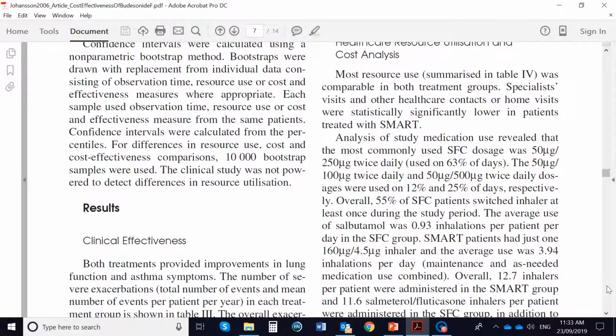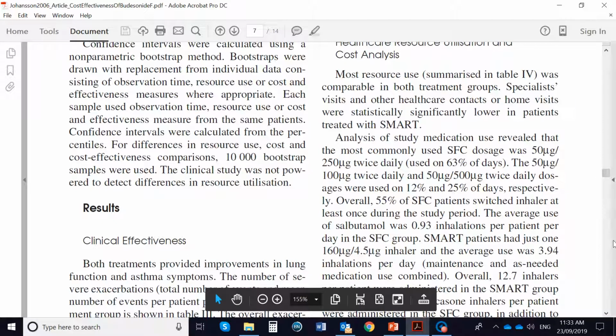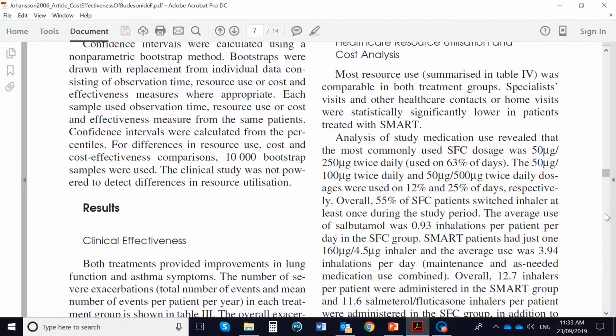So reasonable statistical analysis was there. Bootstrapping is another technique. We won't go into detail, but they actually look at different aspects. So they basically did not rely on their own data, but they tried to replicate the same data with different variations to see if there's any difference. And for this, they used 10,000 bootstrap samples.